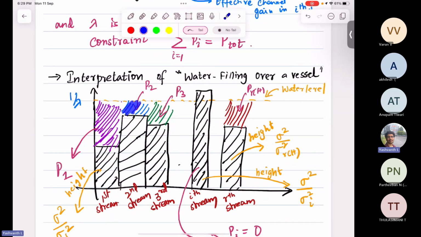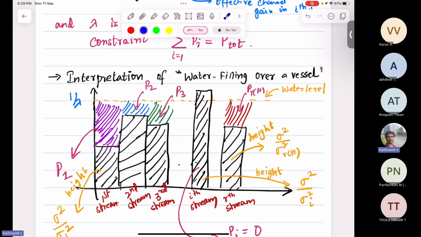The water on the second bar is the second stream. The water on the third bar is the third stream. But you see here, for the ith bar, this bar is higher than the water level. What does it mean? This is precisely the case where if you compute Pi star, it will become negative. So I cannot put any water on this bar, which means that stream will have zero power. Wherever the bars go above the water, that is, the bars are not completely submerged, the streams corresponding to those bars will get zero power.